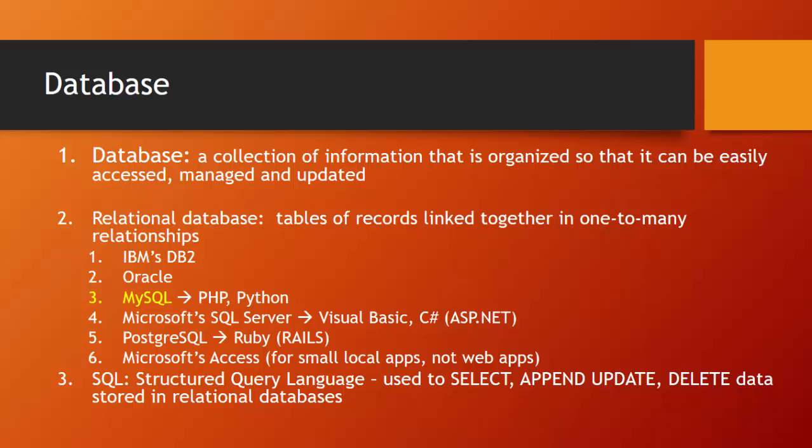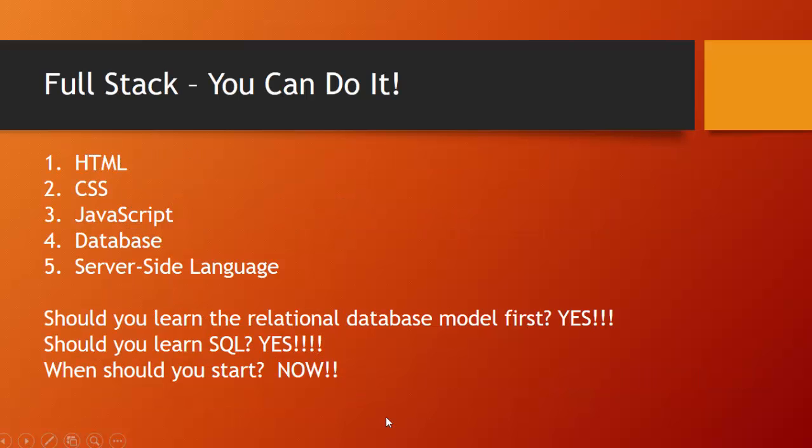It's tables of records linked together in one-to-many relationships. The full stack: HTML, CSS, and JavaScript on the front end, and then databases and server-side languages on the back end. The server-side language will help grab data out of that relational database that you've set up and then serve it to the front end in a web page.